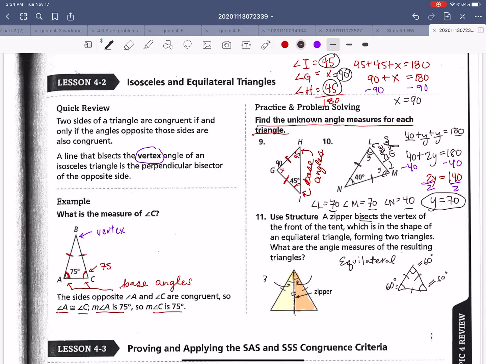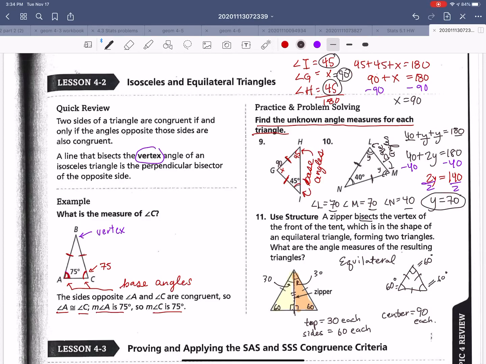So this would be 30 and 30, right? Because when I cut 60 in half, this is 30, this is 30. And notice these would be 90 degrees. So the angle at the top is 30 each, right? The angles out to the sides, or my base angles, are 60 each. And then in the center of my tent, both of those are 90 degrees each.